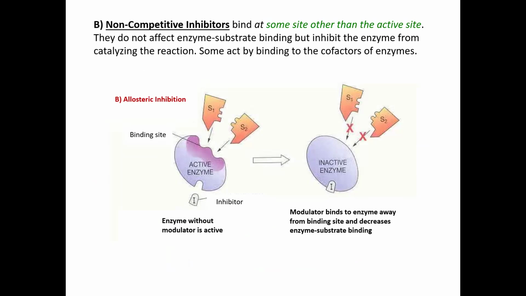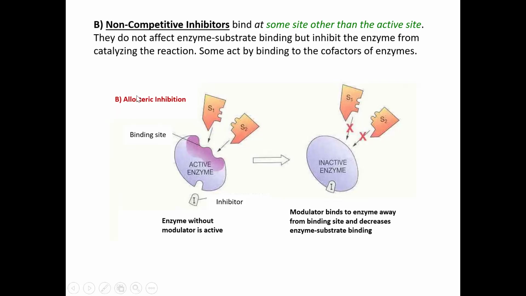So we also have non-competitive inhibitors. For non-competitive inhibitors, they bind at some sites, not the active site. For competitive inhibitors, they bind at the active site. For non-competitive, they bind at a site other than the what? Active site. They do not affect enzyme-substrate binding, but inhibit the enzyme from catalyzing the reaction. Some act by binding to the cofactors of the enzyme.